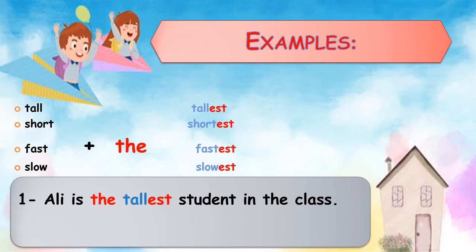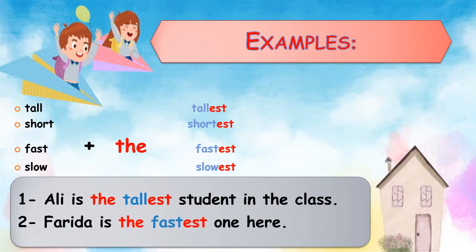Number 1. Ali is the tallest student in the class. The plus the adjective, which is tall, plus est. So it will be the tallest. Number 2. Farida is the fastest one here. The plus fast plus est. Okay? It will be the fastest.